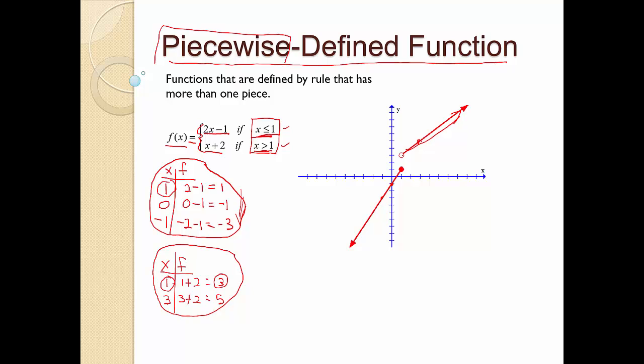This lower piece stops when x equals 1. There it stops. This upper piece starts when x is 1, right? Except the 1 itself is not included, so we get the open bracket, and then it goes on. Okay?